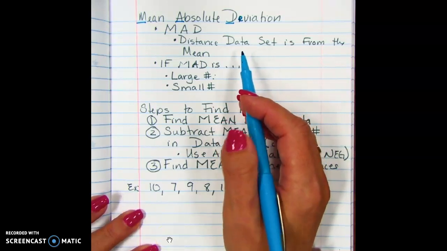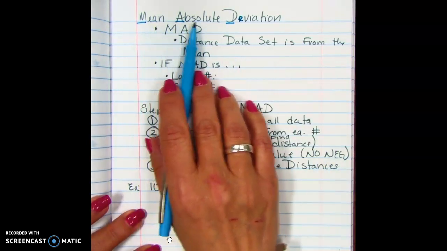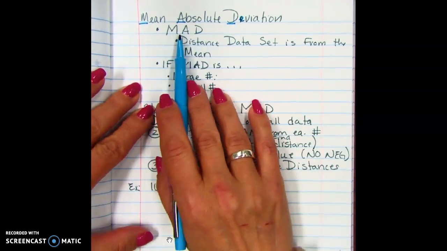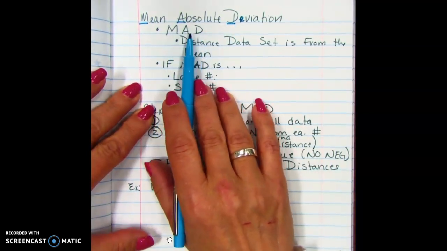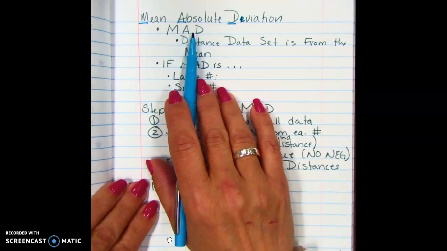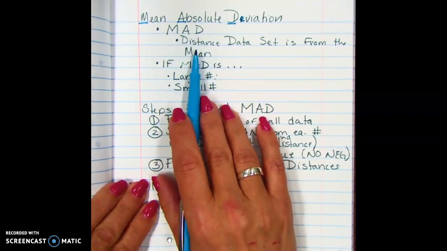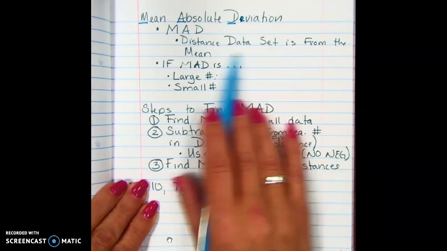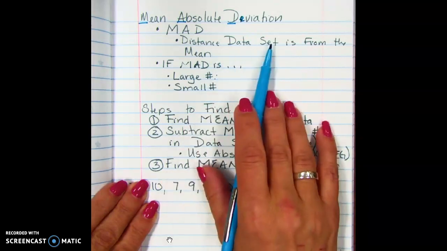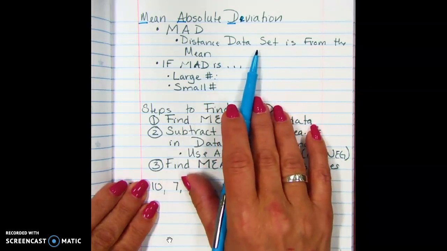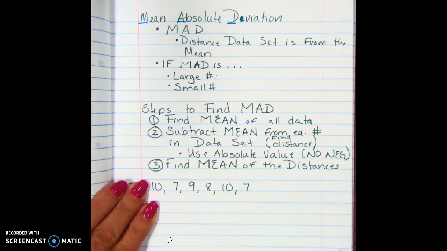So today's lesson is called Mean Absolute Deviation, also known as MAD. So we'll use that abbreviation frequently. The MAD is the distance that a data set is from the mean. Also remember what a data set is. It's a set of numbers.